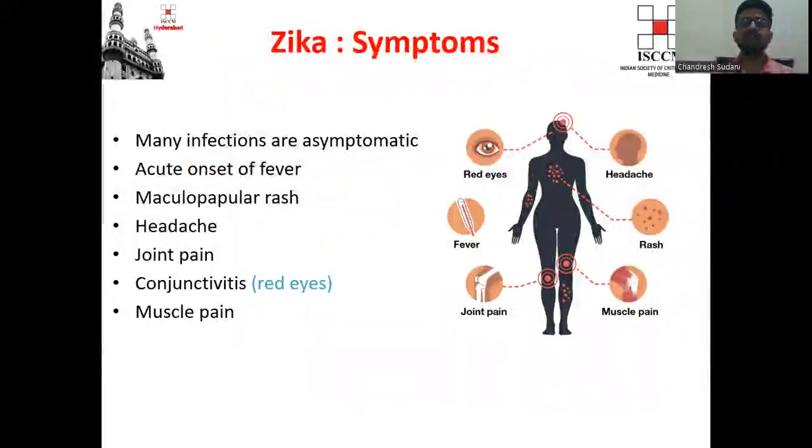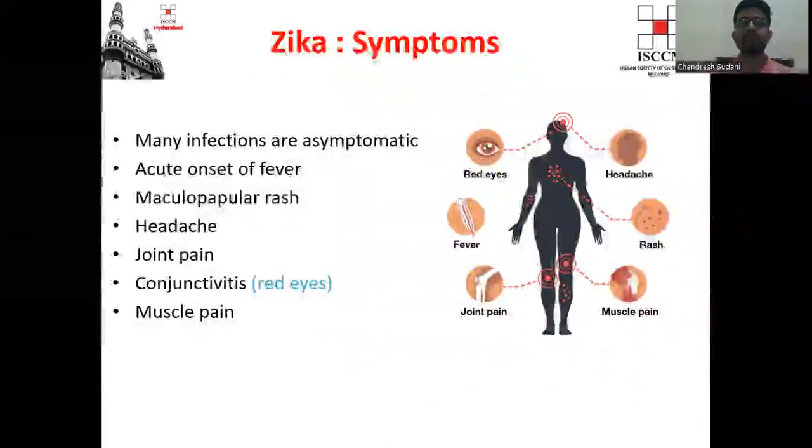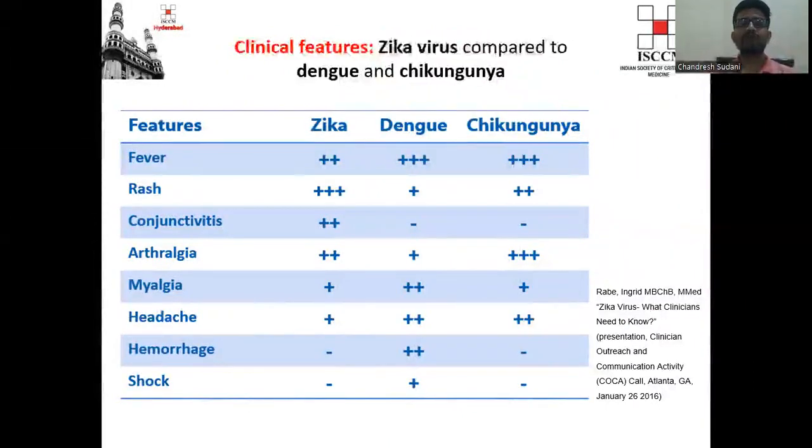If you look at the symptoms, most of the symptoms are common. Acute onset of fever, maculopapular rash, headache, joint pain, conjunctivitis or muscle pain can occur. If you look at the comparison between Zika, dengue and chikungunya, the fever is very much prominent in dengue and chikungunya compared to Zika. Hemorrhage will be there in dengue, while Zika and chikungunya will not present with any hemorrhagic manifestation, and they will not have a presentation like dengue, where shock is very common.